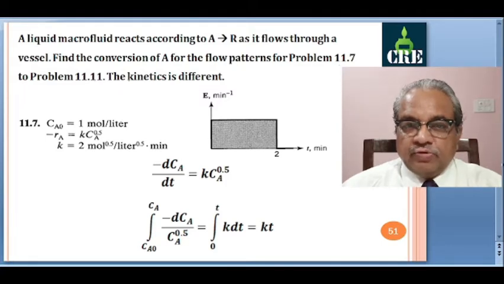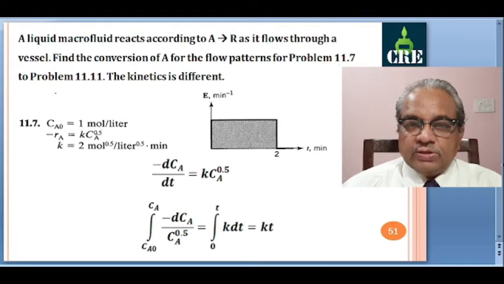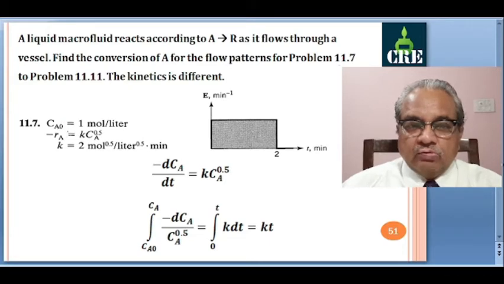Different kinetics is given in different problems, so 11.7, 8, 9, 10 and 11. This set we have to solve. So first, 11.7. The E curve is given. This is 2 minutes.